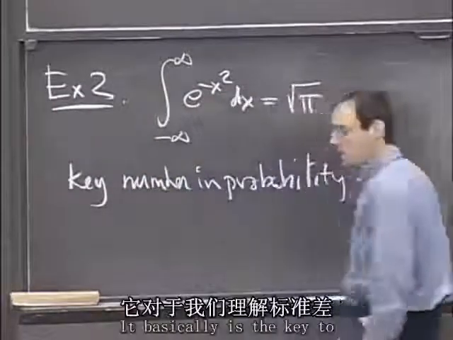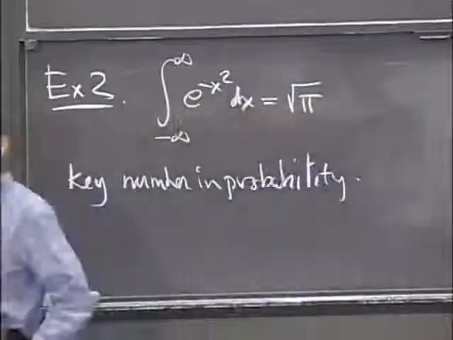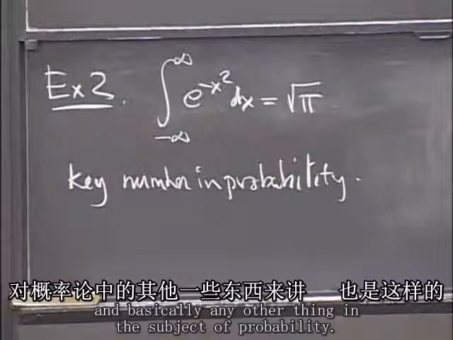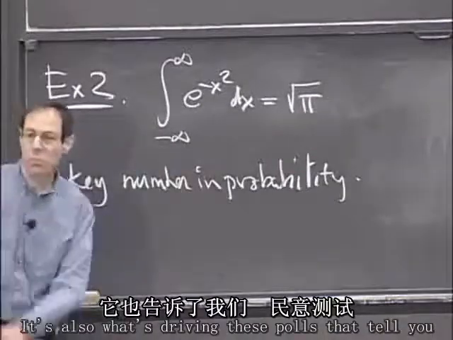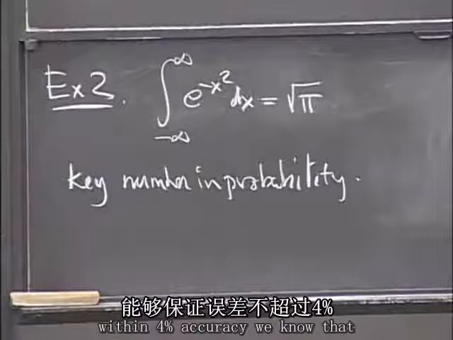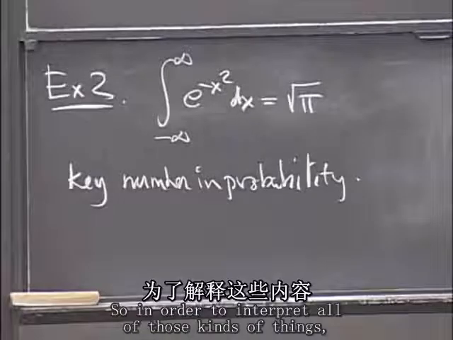It basically is the key to understanding things like standard deviation and basically any other thing in the subject of probability. It's also what's driving these polls that tell you, within 4% accuracy, we know that people are going to vote this way or that. So in order to interpret all of those kinds of things, you need to know this number.